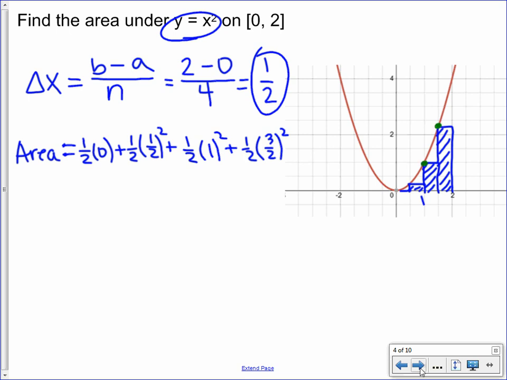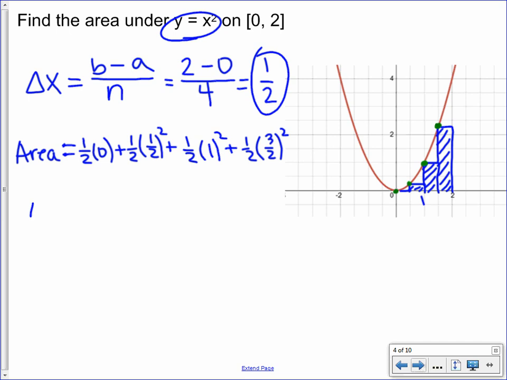These are the coordinates we're having to use. And why is it squared? Because our function is x squared. And so when x is 3/2, this coordinate's height would be 3/2 squared, just getting an exact value. Yes.